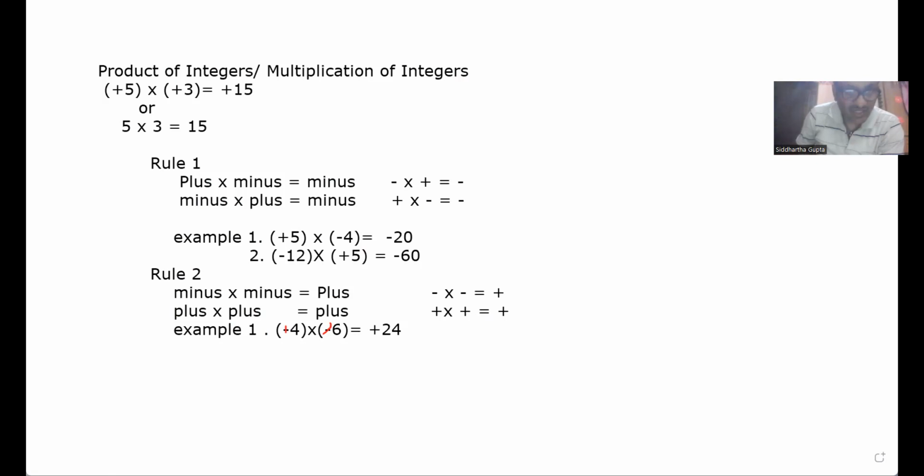And the second question is also very simple. That is example number 2. Suppose we have to multiply plus 5 into plus 6. So 5 times 6 is 30. And what is the symbol of plus? That is plus. So the final answer is 30.